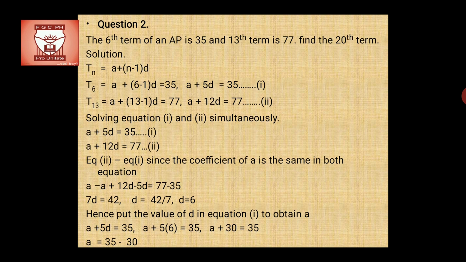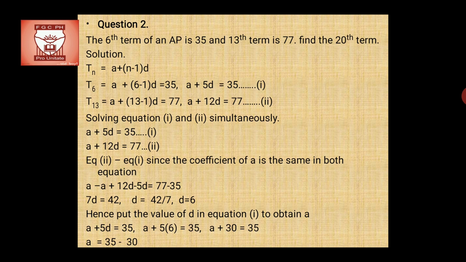A plus 5D equals 35. A plus 12D equals 77. That's equation 2. We can say equation 2 minus equation 1, since the coefficient of A in both equations is the same. Now, A minus A gives 0. 12D minus 5D gives us 7D. 77 minus 35 gives us 42.